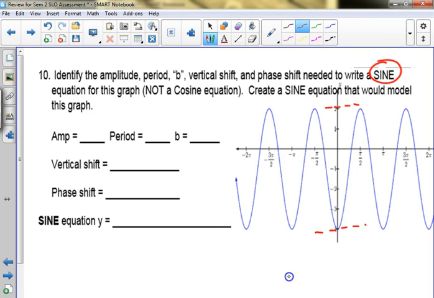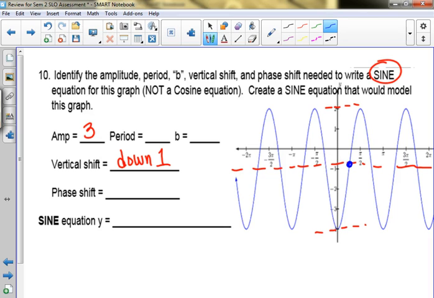I would find the midline first. If it goes from 2 to negative 4, where's the midline at? Negative 1, right? So the vertical shift is down 1. What is the amplitude? How far above and below that is it going? 3. Now we got to figure out the sine shift, or the sine graph business.